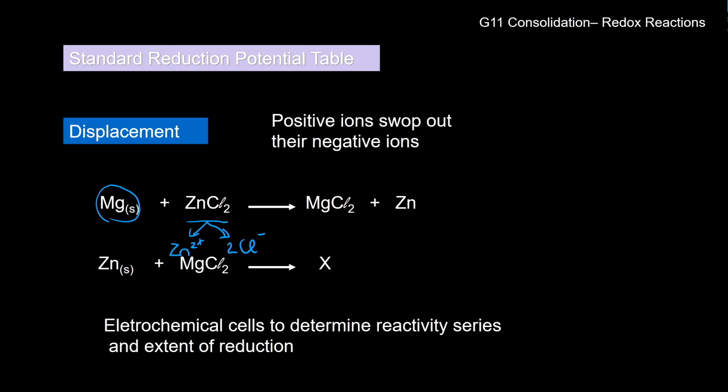Now, what happens is that this chloride ion is swapped out and joins on to the magnesium metal. What we are left with is the zinc. We can see there that this could be a redox reaction. So let's check if it is.